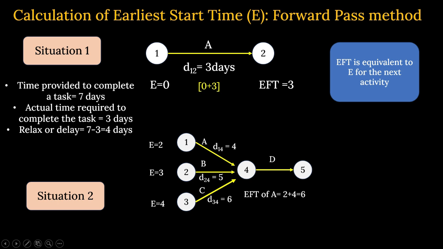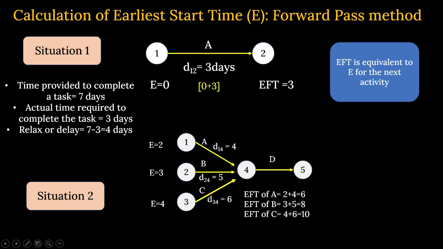Earliest start time is 2 plus 4, which is 6 for A. Then what is the earliest finish time of B? It is 3 plus 5, that is 8 for B. And then the earliest finish time for C will be earliest start time 4 plus duration 6, equal to 10.